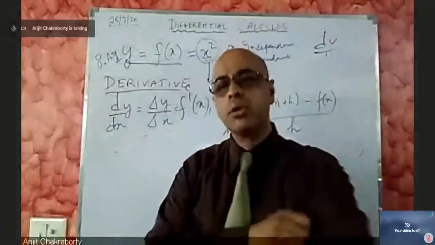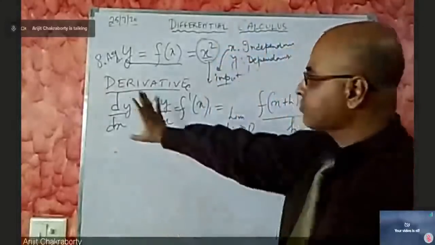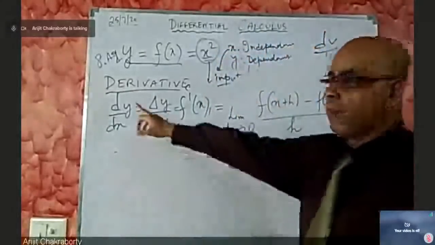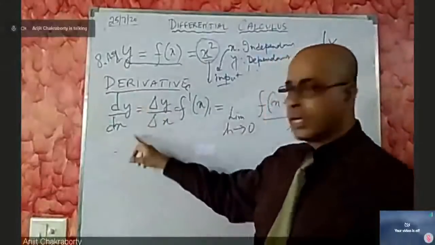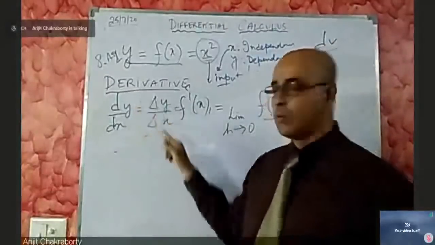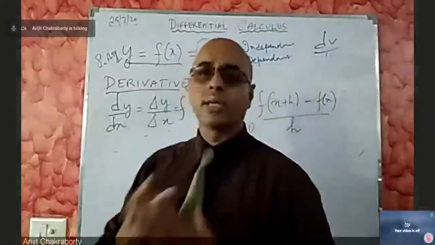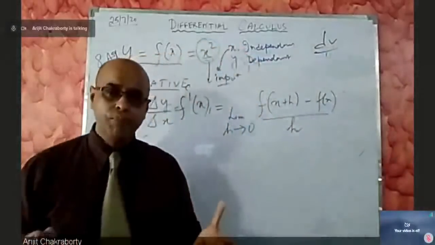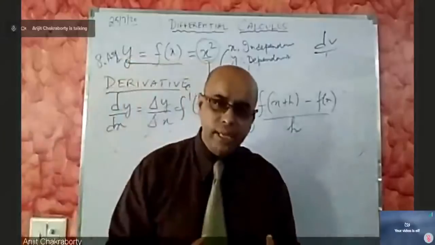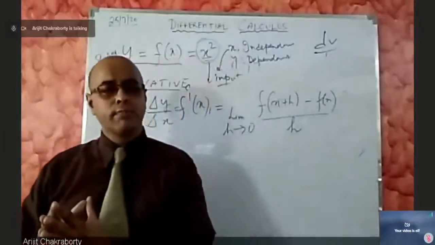The first rule, I will write the rules here. So I think this is clear. dy by dx is the differential coefficient of y with respect to x. Y is a function of x. Therefore, x is the independent variable. Y is the dependent variable.